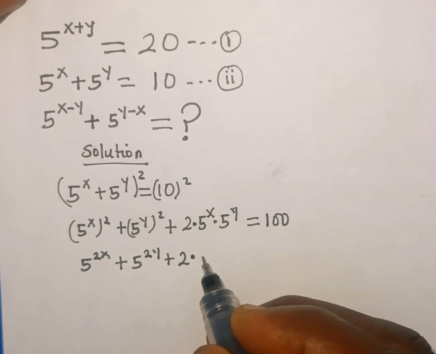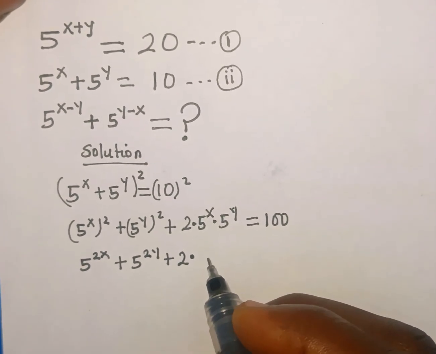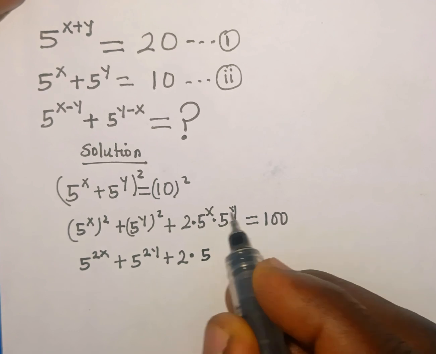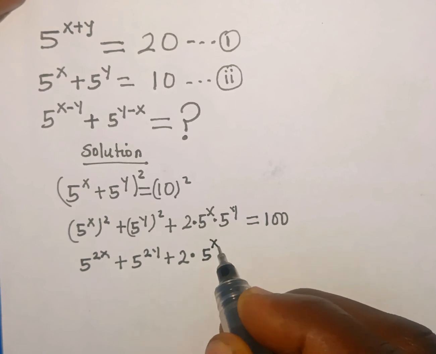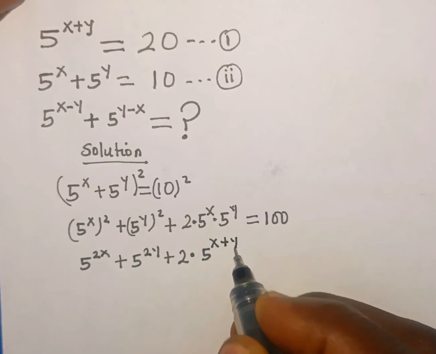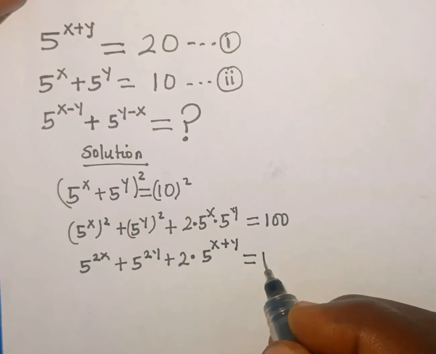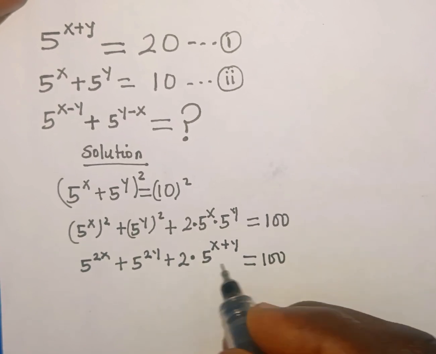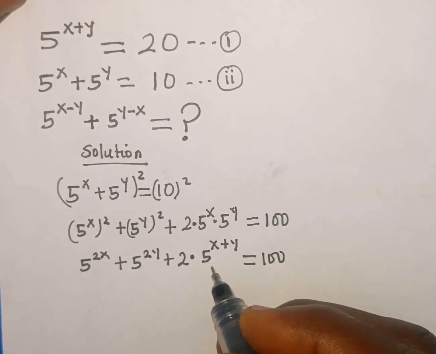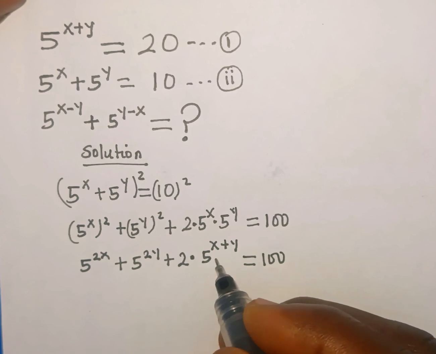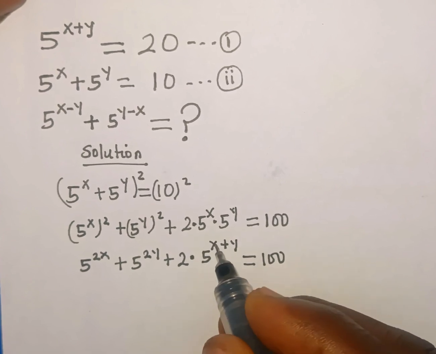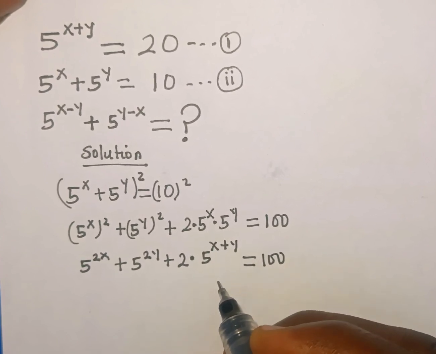The base is the same. So using the multiplication property of indices, we write one of the bases, then we add the powers. So the first power is x plus the second power, which is y. So everything will now be equal to 100. So we apply the multiplication property of indices to this place: when the bases are the same, write one of the bases and add the powers.